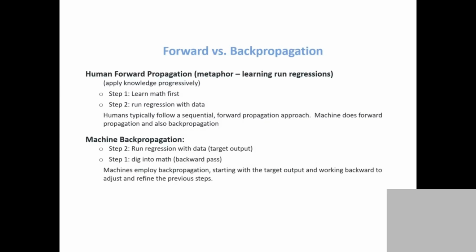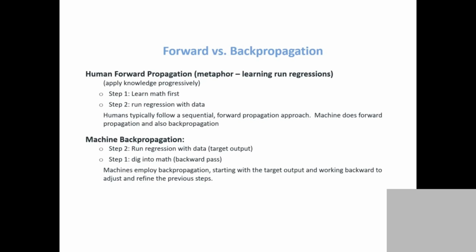So, the forward and backward propagation. This is also a basic concept of machine learning. The machine has forward learning and backward learning, backward propagation. So what does that mean? I'll give you two examples. In the first example, you see how a human learns for exams. The human will learn math first, and then run the regressions. So the human will learn the foundation and do the math.